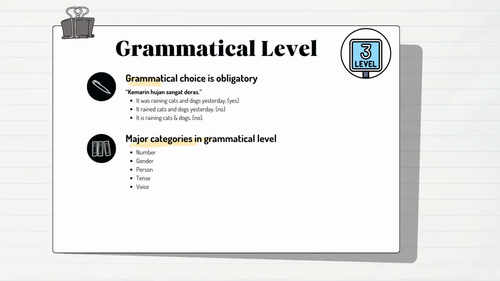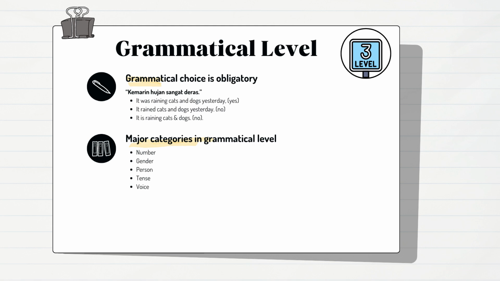Let's move on to grammatical level equivalence. In grammatical equivalence, the translator has to choose whether to use simple, past, or perfect tense when translating the ST to TT. Have a look at why only the first translation fits the source text in the example. Generally speaking, there are 5 major grammatical categories in grammatical equivalence, such as number, gender, person, tense, and voice.